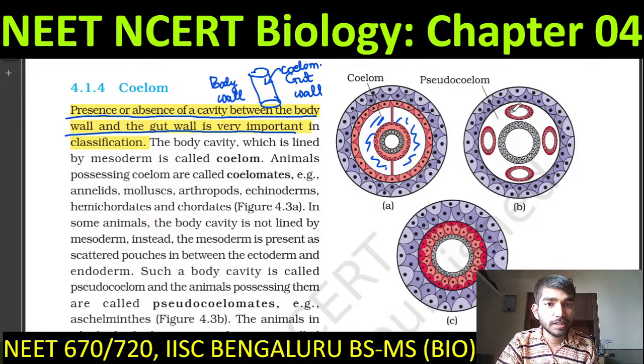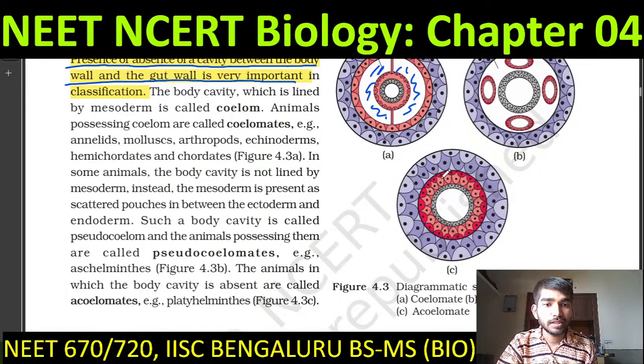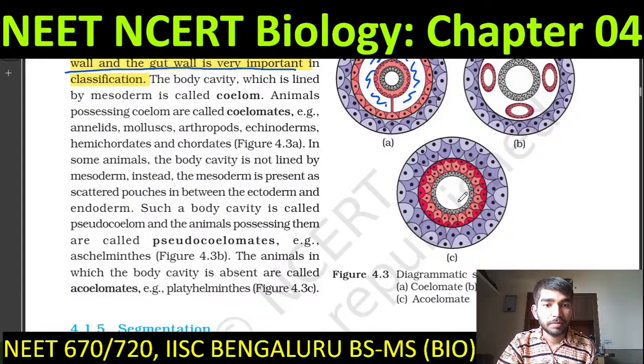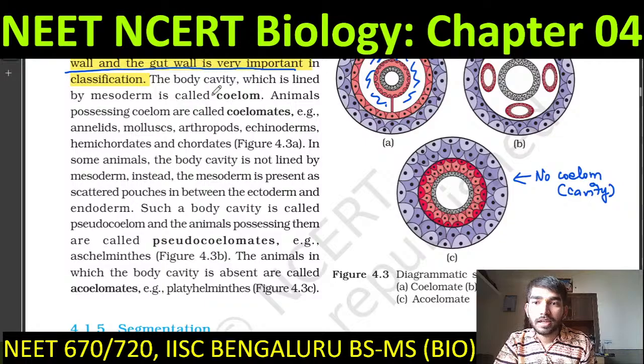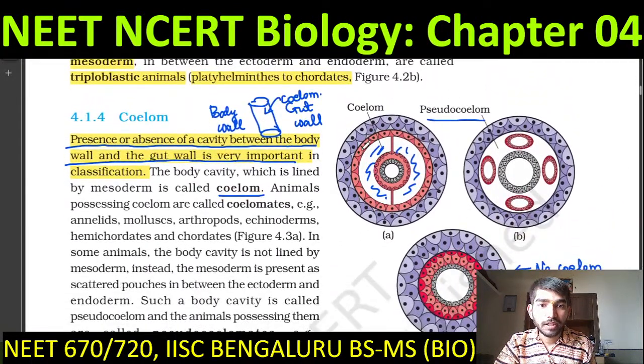it can have these patches of cells, which will be called pseudocoelom, or it can be like this, which is acoelomate, because there is no cavity between the gut and the body wall. So this can be an acoelomate, no cavity, so no coelom, no cavity between body and gut wall. This is very important to remember because we'll have an example of a coelomate also. So the body cavity which is lined by mesoderm is called coelom. This body cavity is lined by this reddish colored mesoderm, this is the mesoderm.